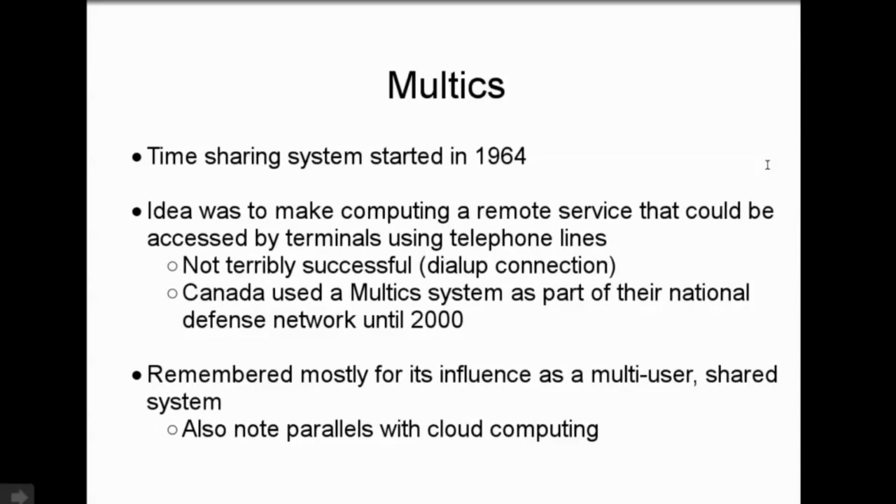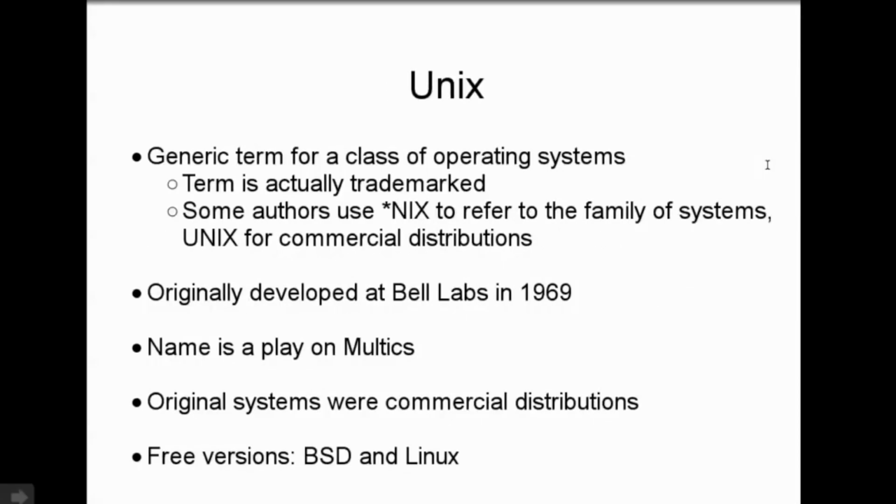And today, with cloud computing, there are some significant parallels between some of the cloud computing models that we use and some of the ideas that were pioneered back in the Multics system. Now, Unix was actually a play on the term Multics. It was developed by Bell Labs in 1969. It's actually a trademark term, so some authors use Starnix to refer to the family of systems and use the word Unix only for the commercial distributions. The original Unix systems were commercial distributions, with free variants BSD and Linux coming along in the late 80s and early 90s.